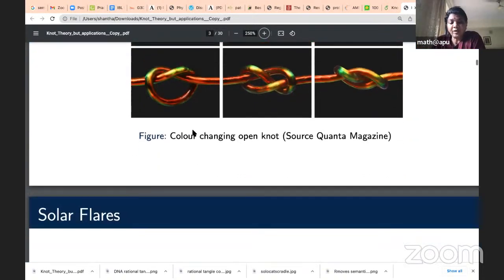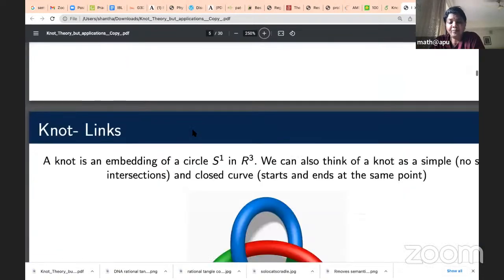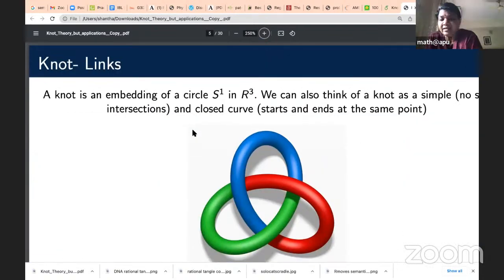So what do topologists study? Okay, so another example is of solar flares. There are many natural phenomena where we see knots coming up. So for a topologist, a knot is an embedding of a circle in R3.